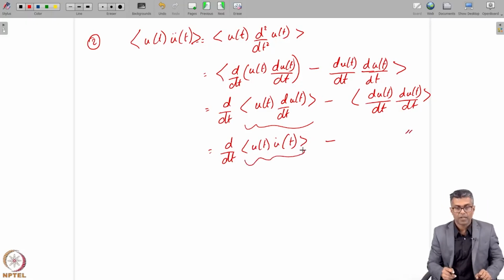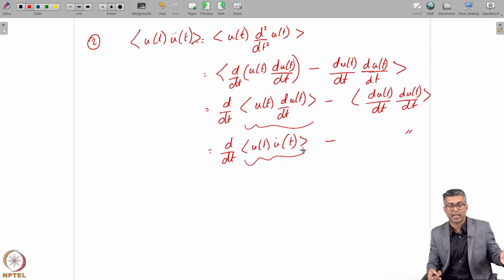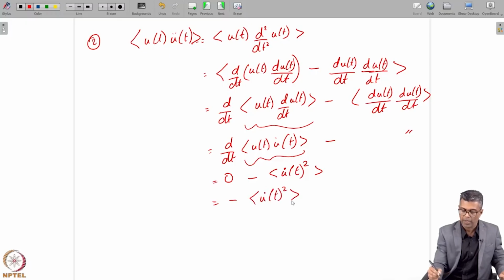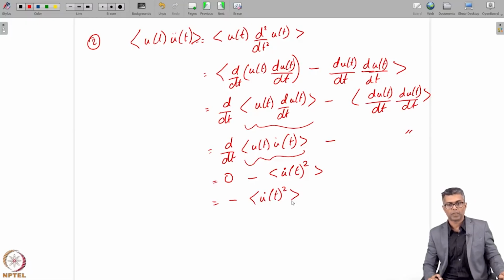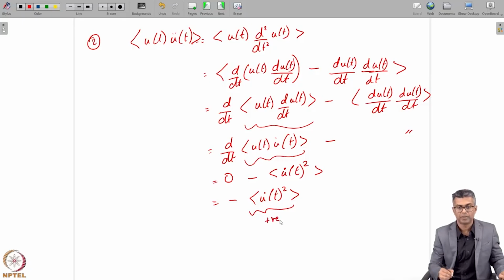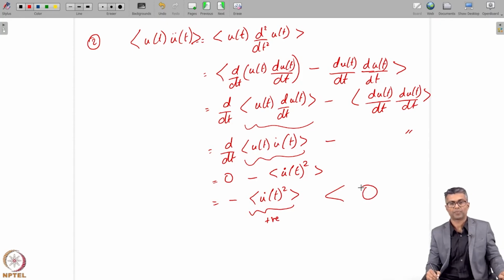This right here, u(t) and u dot(t), is uncorrelated as proved in the first part. So this is going to be equal to 0 minus, here you have the average of u dot(t) squared. So what you have is minus the average of u dot(t) squared. This right here is a positive number, and you have the negative of that, so this whole thing is going to be less than 0.